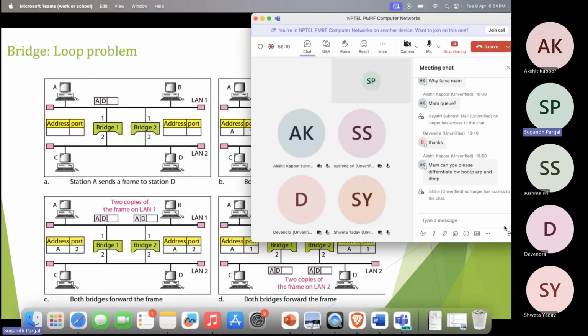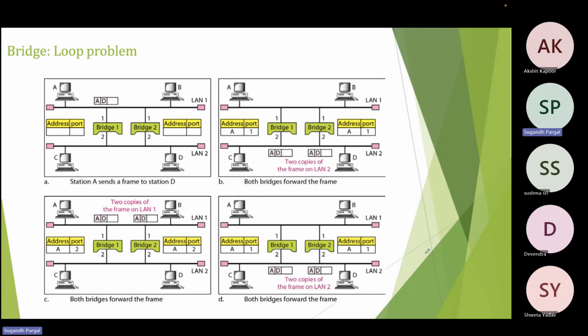However, in this case of propagating, there is a possibility of a loop problem, where station A sends a frame to station D. Here there are two bridges, bridge 1 and bridge 2, with the same port numbers. Then two copies of the frame are received on LAN 2 at D, because from both the bridges, it is unable to resolve which bridge to go through.